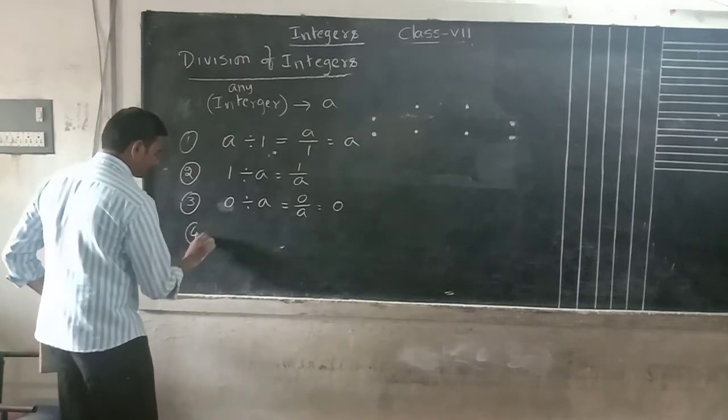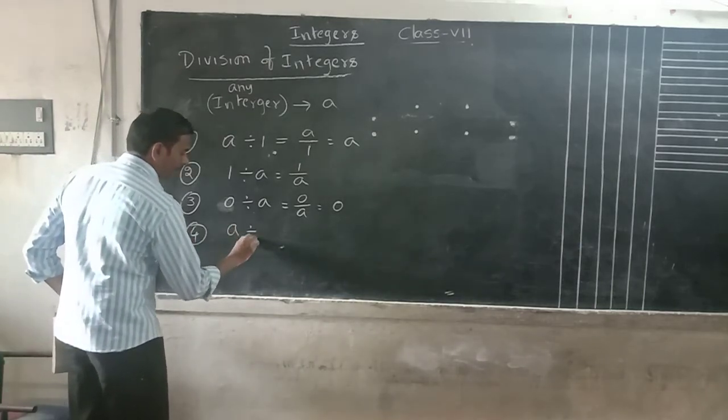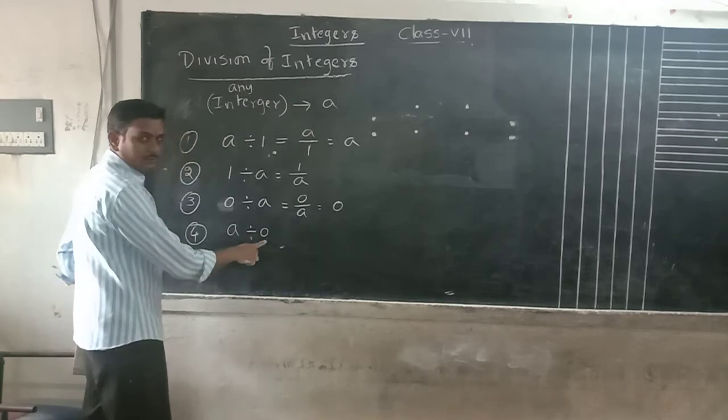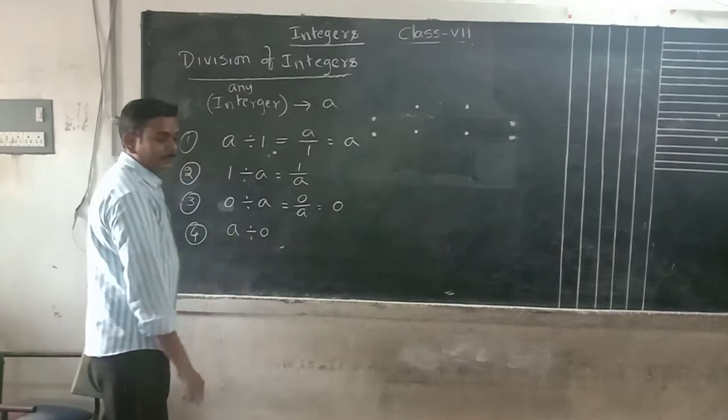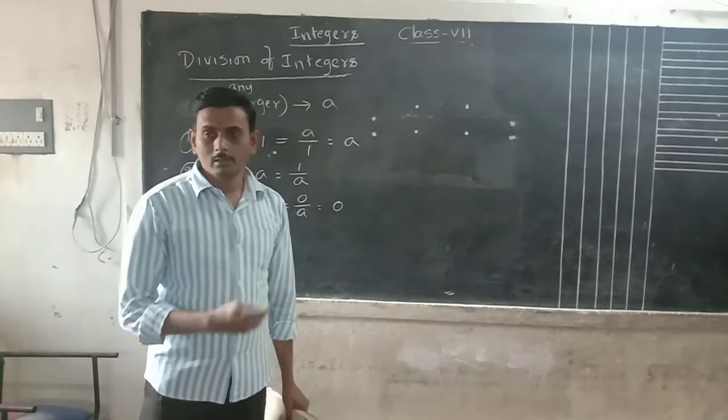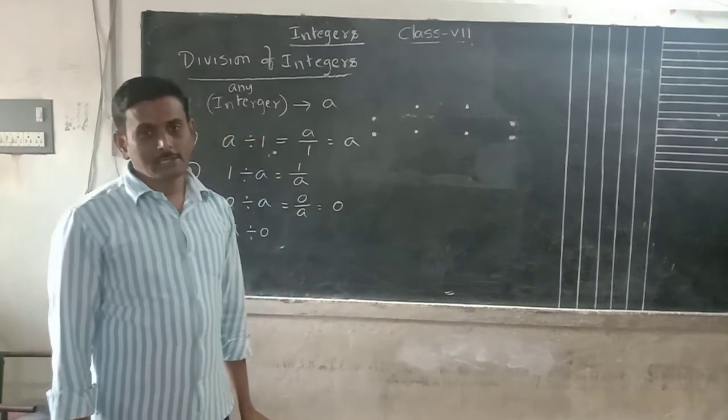Okay, fourth one. A divided by 0. Any integer divided by 0. Up to now we have done any division by using the divisor as 0?